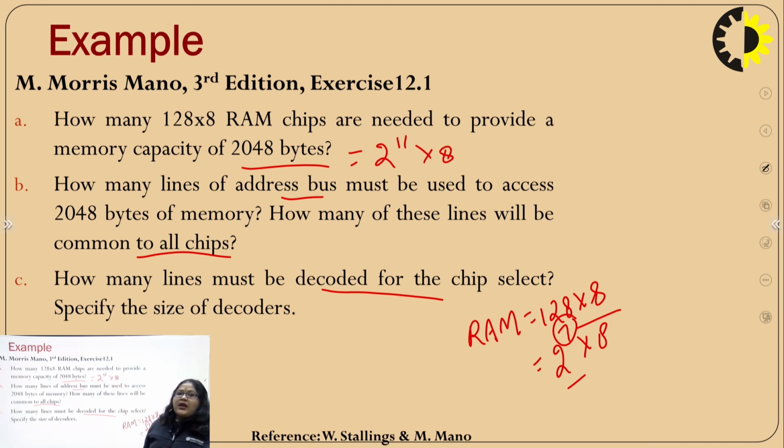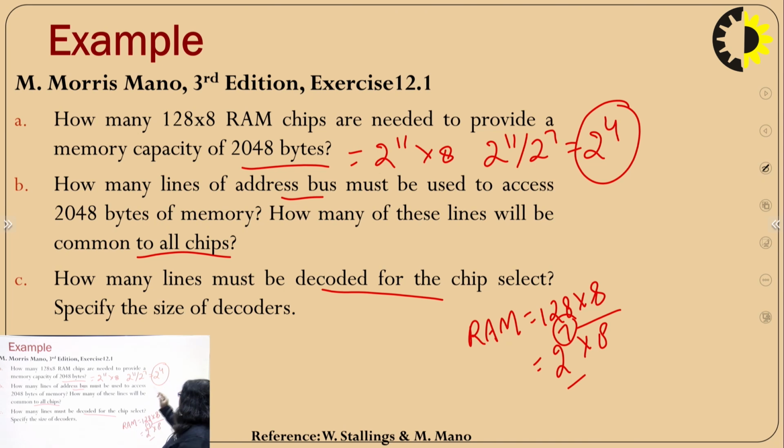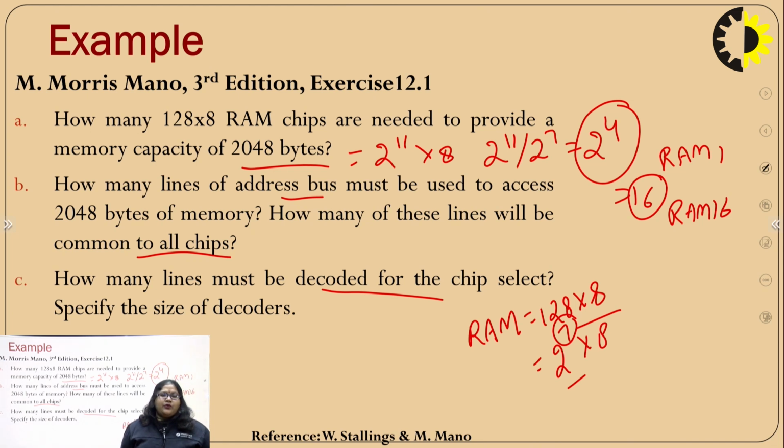Now the memory demand: the computer needs 2048x8 bytes, that means this is 2 to the power 11 x 8. If it is 2 to the power 11 x 8 and the RAM chips are 2 to the power 7, it is 2 to the power 11 divided by 2 to the power 7. So this is 2 to the power 4. How many RAM chips do we have to use? These are the 16 RAM chips we have to use. This is RAM 1 to RAM 15, RAM 16. These 16 RAM chips are required for designing this question.